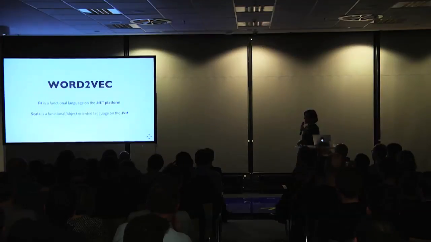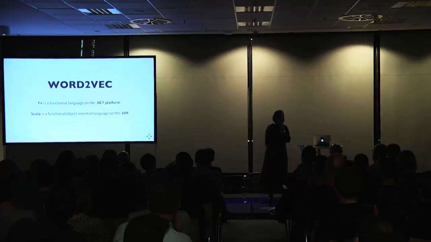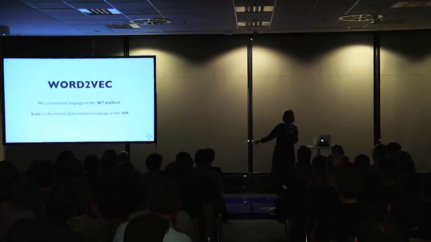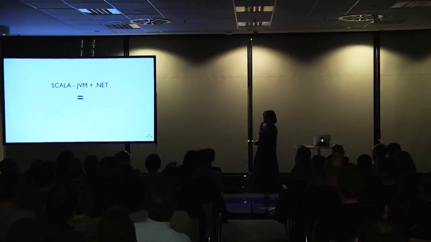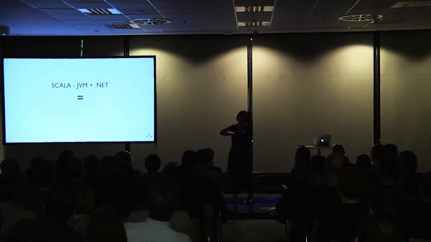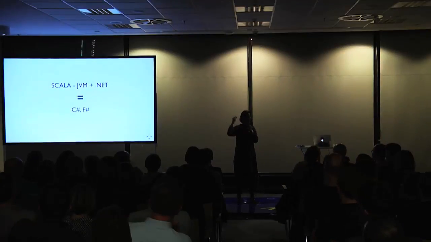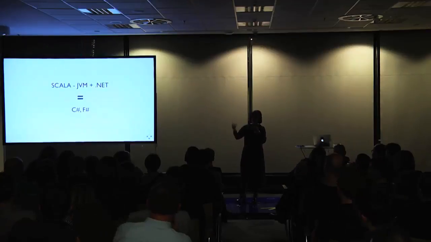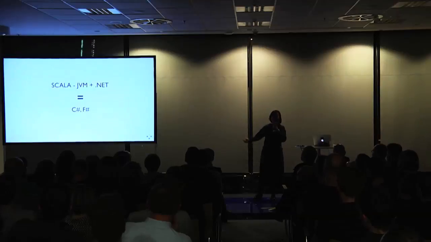And the cool thing is that once I run this kind of algorithm on the entire Stack Overflow dataset, I can do something called algebra with the vectors. So I can compute, what would be a Scala if I subtract JVM and add .NET? Well, first answer is actually C-sharp, and the second is F-sharp. So it got that, and it even got that Scala is more object-oriented than F-sharp.